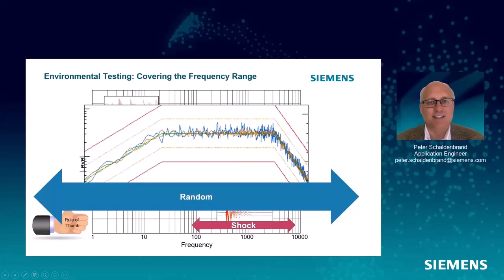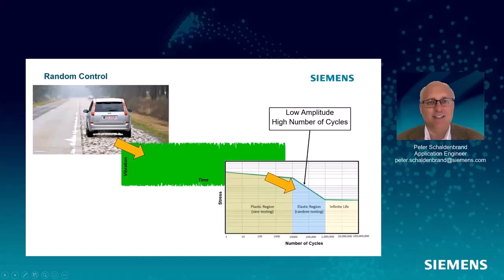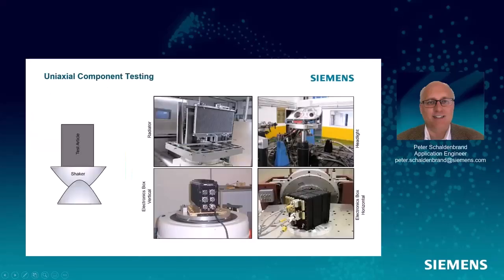Most of the time, we end up synthesizing a random test profile. So random is a very common mode. And again, we're in the elastic region, so high cycle fatigue. Just in case you haven't seen it, what we're going to do is put our components on top of a shaker. The 3 here, the upper left and the ones on the bottom, are electrodynamic shakers, and the one on the right is a hydraulic shaker.